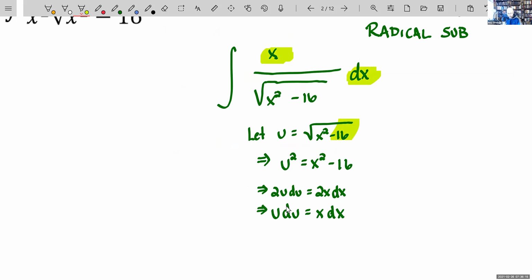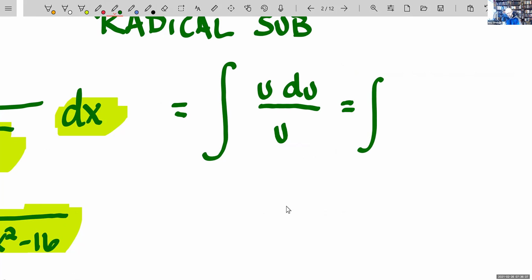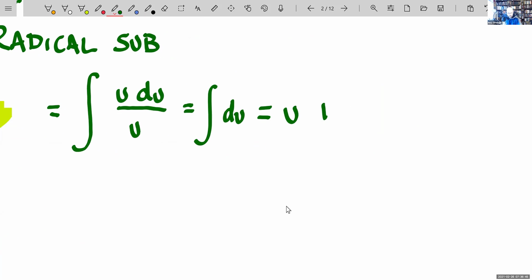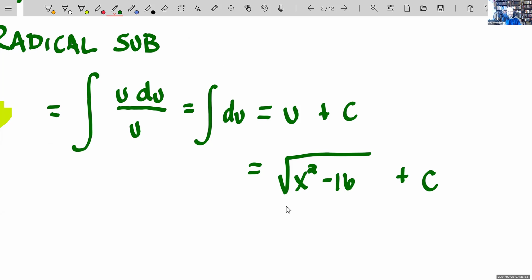And wherever I see a square root of x squared minus 16, I can trade that out for a u. So this will become the integral, x dx gets traded out for a u du, and that denominator, the square root of x squared minus 16, gets traded out for a u. It's a really cool way to do a substitution. It's almost always an option. And the integral of 1 is going to be u plus c. And remember, u was equal to the square root of x squared minus 16. A really, really swift, clean substitution.